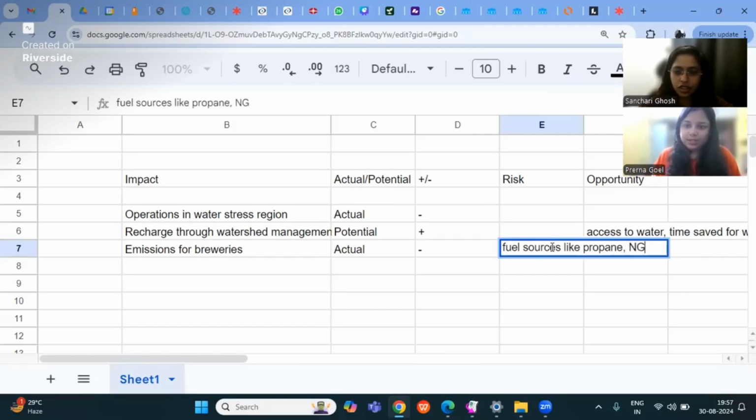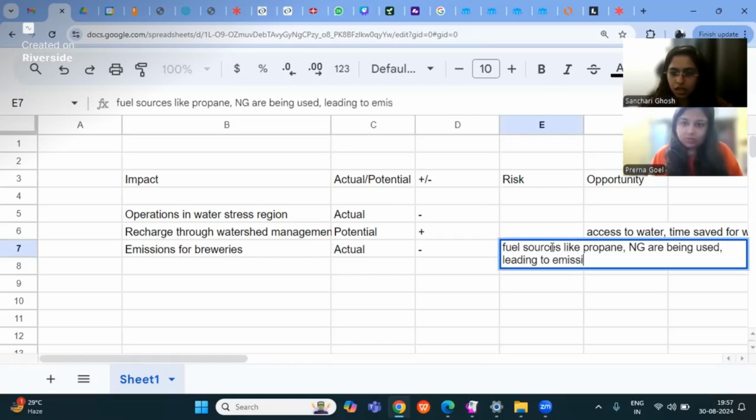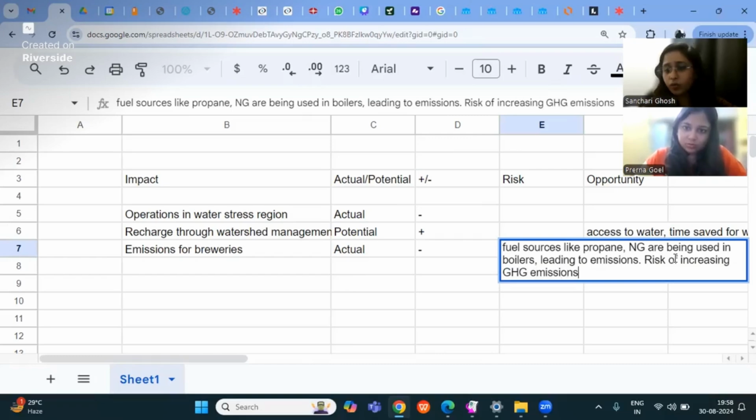Scope 1 emissions are there. NG are being used, leading to emissions. Are being used in boilers, we mentioned कर देते हैं, leading to ठीक है. अब इससे कितना इम्पैक्ट हो सकता है? यूजुअली उनका स्कोप 1 चलो समझा बड़ा हुआ. This is a risk because this will lead to a risk of increasing kg emissions. और propane natural gas burn करना है थोड़ा सा ये.